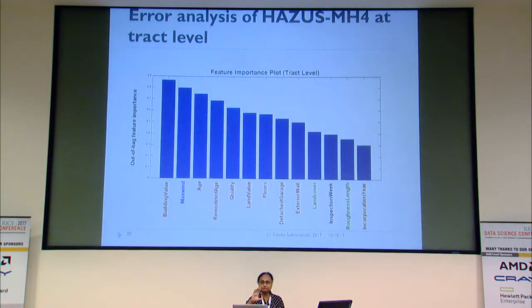So the analysis involved building what is called a variable importance plot. And this actually tells you which are the aspects that contribute to correct or incorrect prediction. Notice that building value, age, quality, land value, whether or not the garage is detached, and when the home was incorporated into Harris County. These are factors that determine whether a home is correctly predicted. These are not factors that are taken into account in the engineering model.